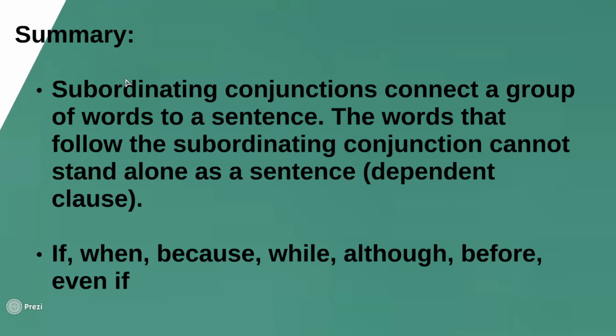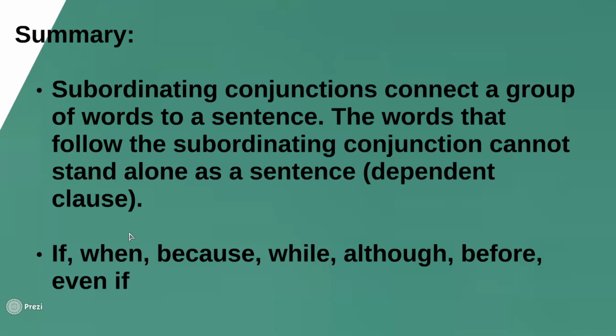So let's summarize our lesson. Subordinating conjunctions connect a group of words to a sentence. The words that follow the subordinating conjunction cannot stand alone as a sentence, or dependent clause. So remember, every time that you see the words while, because, after, even though, if, these words are actually subordinating conjunctions. And if we have this in a group of words, it will make the group of words a dependent clause. Next, again, these are the examples: if, when, because, while, although, before, even if. And you can watch the video again for the part with the image of the list of subordinating conjunctions.